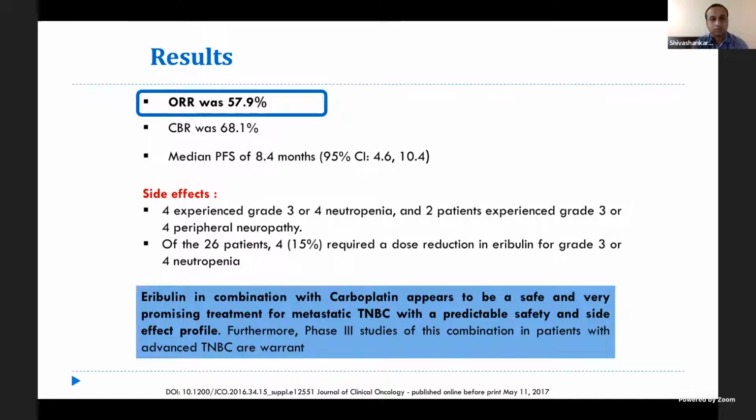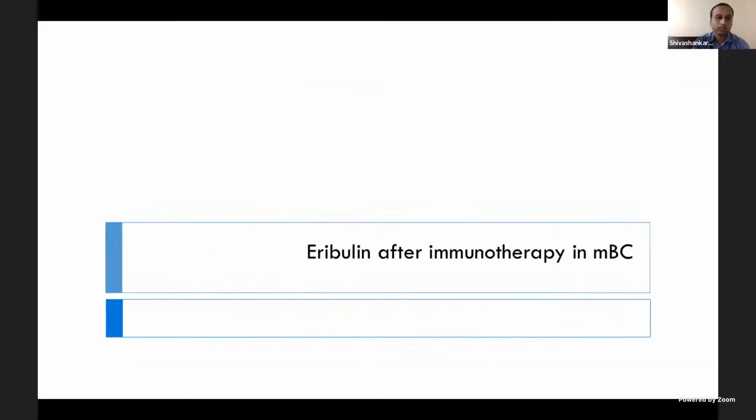Only 4 patients experienced grade 3 or grade 4 neutropenia. And of the 26 patients, 4 required a dose reduction in eribulin for grade 3 or 4 neutropenia. So otherwise, the safety concern seems to be easily manageable, and probably in the coming studies we will incorporate these combination regimens with eribulin. So how does eribulin fit in the era of immunotherapy, where to incorporate?